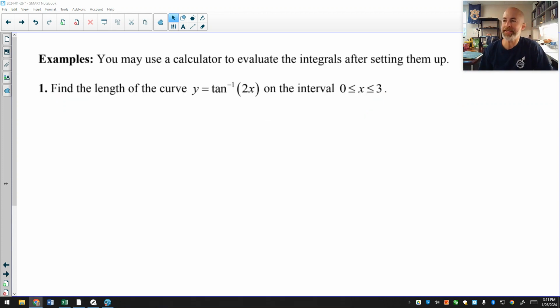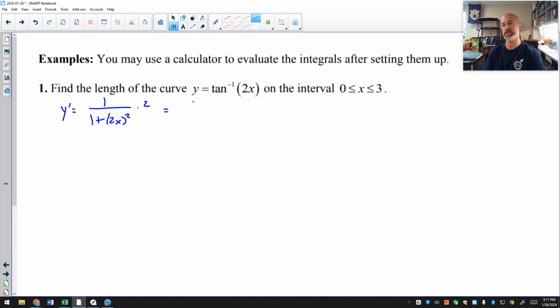So let's look at a few examples. And this first one, we are asked to find the length of a curve, and the curve is the inverse tangent of 2x on this interval. And if I'm going to find the length of a curve, I need to find the derivative of that equation. In this case, y prime, your derivative of inverse tangent is 1 over 1 plus its argument squared. So it'll be the quantity of 2x squared. But this will be a chain rule, so we need to multiply by 2. So we have a nice clean derivative of 2 over 1 plus, and if you want to square that, that would be the quantity of 4x squared. So find that derivative first.